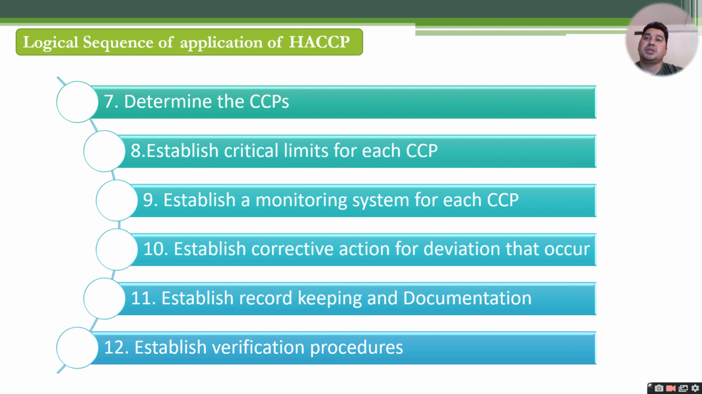Then we have establish critical limits for each CCP. Then establish a monitoring system for each CCP. Establish corrective action for deviations that occur, and establish record keeping and documentation. And at the end, we have establish verification procedures. So these are the 12 steps for the implementation of HACCP. In these 12 steps, we have 5 standards and 7 principles.